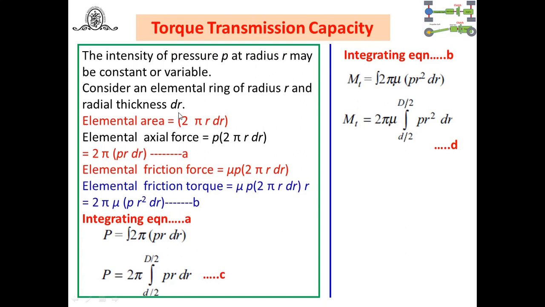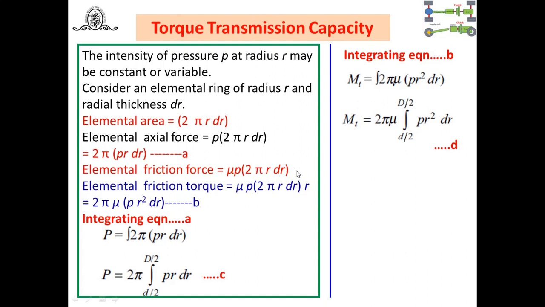How much is the elemental area? It is an annular ring, that's why 2 pi r into dr. So what is the elemental axial force? This is the area multiplied by the intensity of pressure. p, the intensity of pressure, into 2 pi r into dr. This is equation A. Similarly, from this force we can find the elemental frictional force. The frictional force is just multiplied by mu, the coefficient of friction, and you will get the modified equation mu p 2 pi r dr. And the elemental frictional torque is the frictional force into small r.